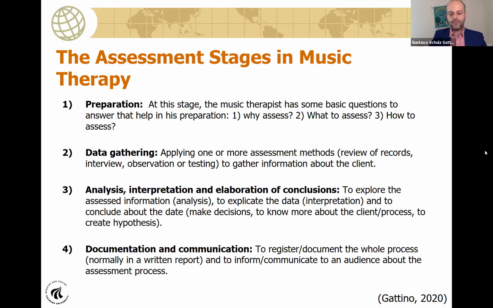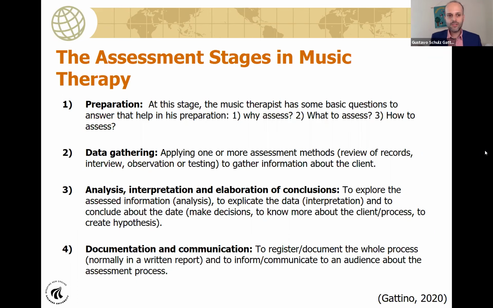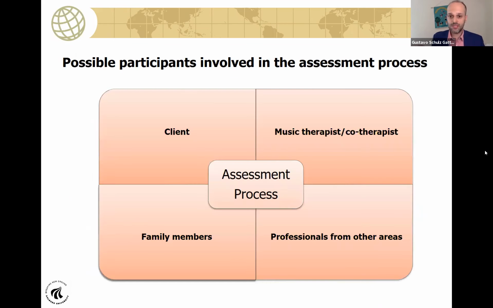Okay, so when I have the analysis, the interpretation, and the conclusions, I have the stage where I will document the different things. When I document, this is the moment to elaborate different reports and also to communicate to the family members, the staff members, and also other professionals from other places. And also, please remember that we have different participants in the music therapy assessment process, because I can include the clients, the music therapist or the co-therapist, the family members, and also professionals from other areas.